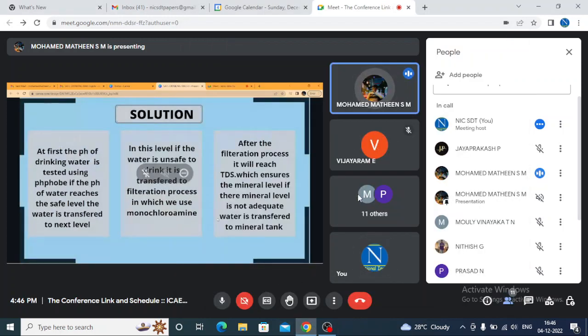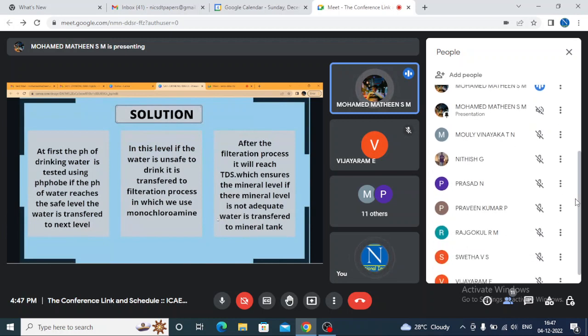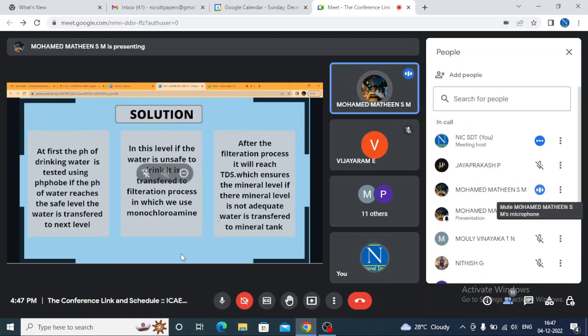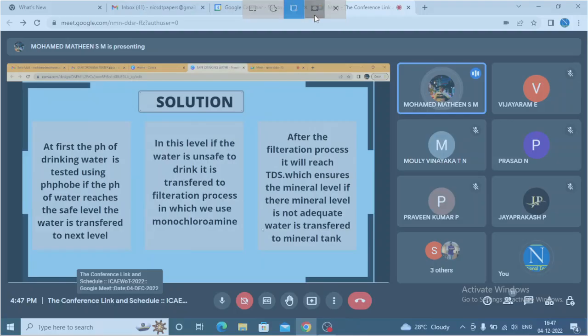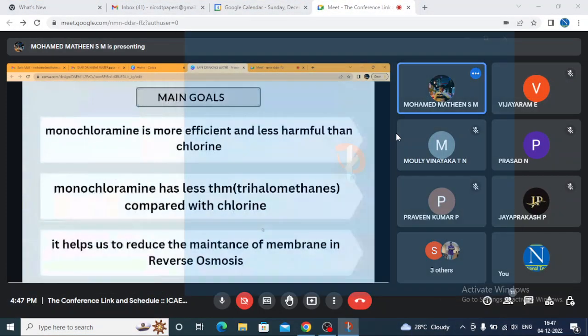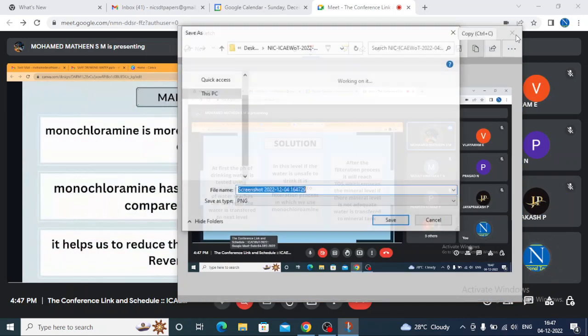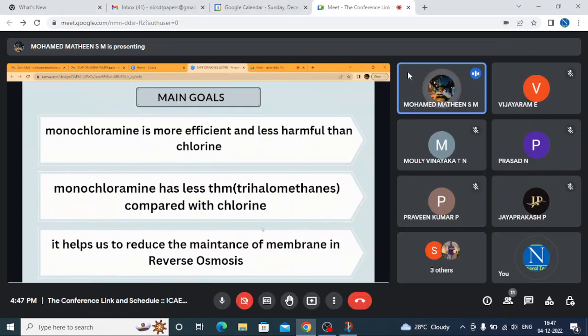So we have come up with a solution. At the first step, the pH of drinking water is tested using a pH probe. If the pH of the water reaches the safe level, the water is transferred to the next level, which we can see in the working model. If the water is unsafe to drink, it is transferred to the filtration process in which we use monochloramine. After the filtration process, it will reach the TDS sensor, which ensures the mineral level. If the mineral level is not adequate, water is transferred to the mineral tank. The main reason for using monochloramine is that it is more efficient and less harmful than chlorine. Monochloramine has less THM, trihalomethane, compared with chlorine. It helps us reduce maintenance of the membrane in reverse osmosis.